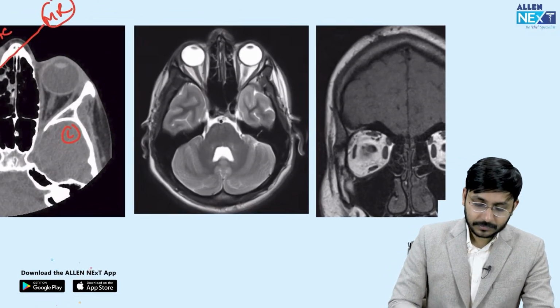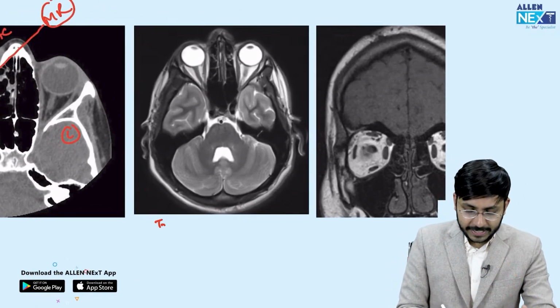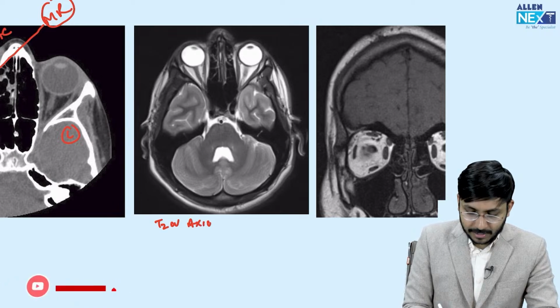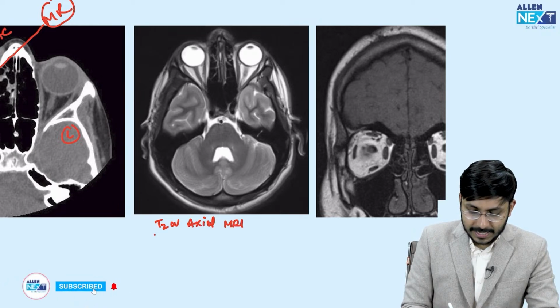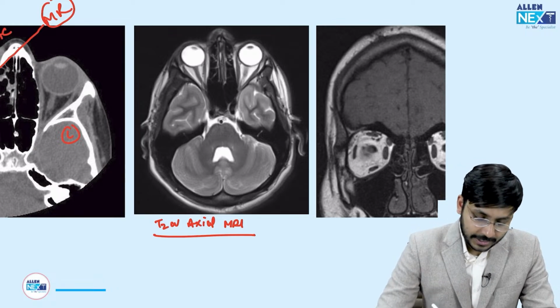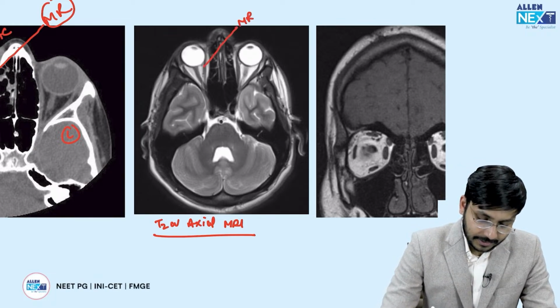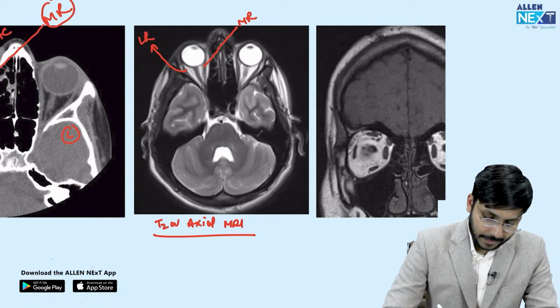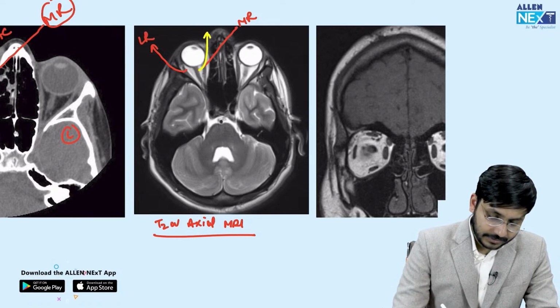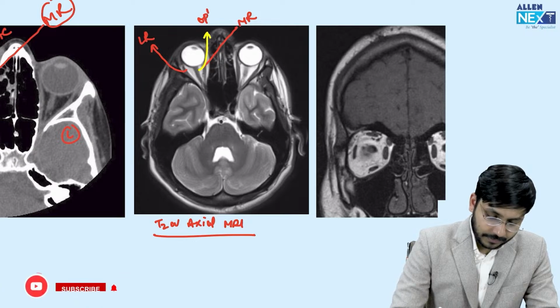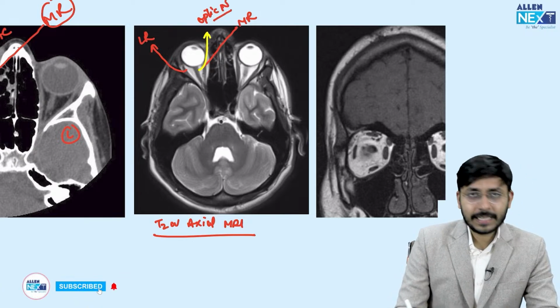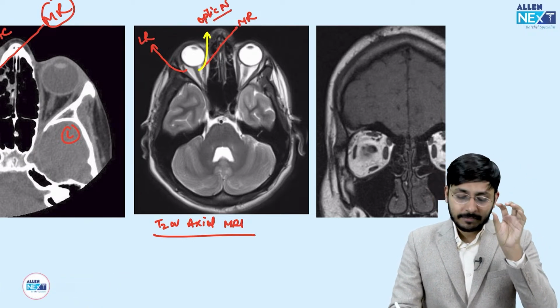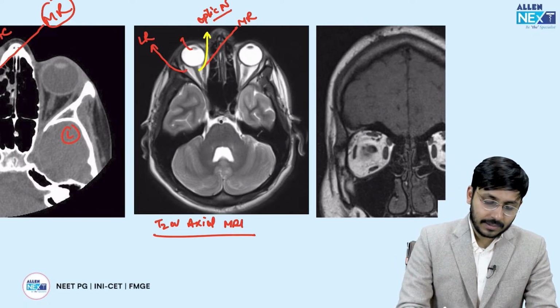Similarly, if you look at this T2 weighted axial MRI, what structures do you see? You see this again, medial rectus, lateral rectus, optic nerve. This structure is the optic nerve. And then we have your globe with the anterior chamber, posterior chamber, and the lens.